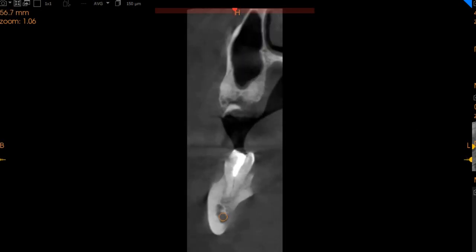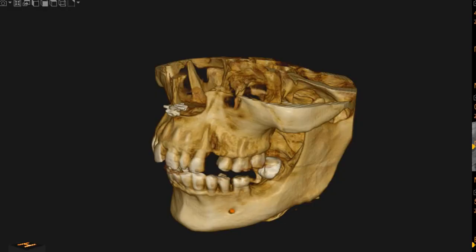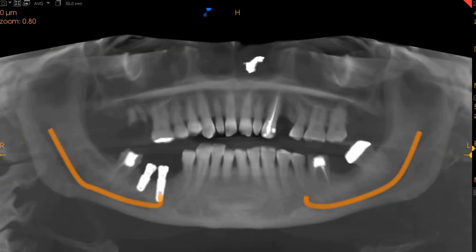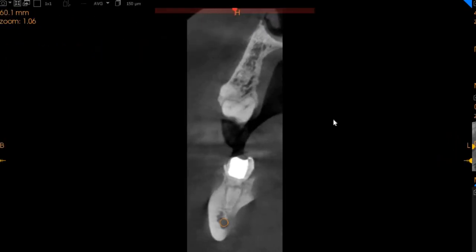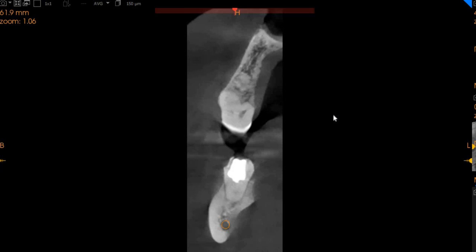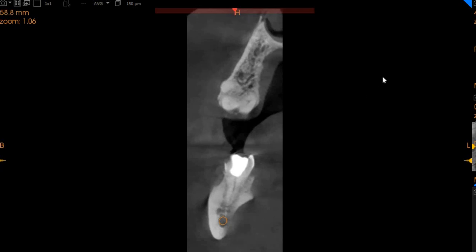molar on the lower right aspect also has a form of endodontic treatment done, but unfortunately the endodontic treatment has not obturated the mesial canal. This is the distal canal, which seems to be obturated, whereas the mesial has very little to no obturation, and it can be seen on this transaxial view that we don't have any major obturation till the apex, but however we don't have any periapical radiolucencies around this tooth at this point.